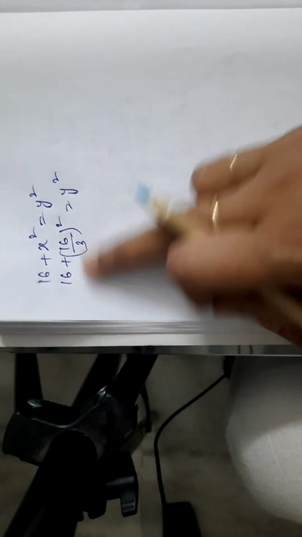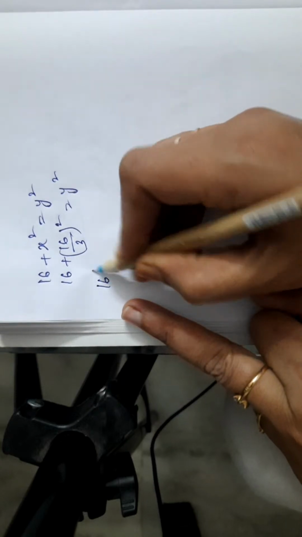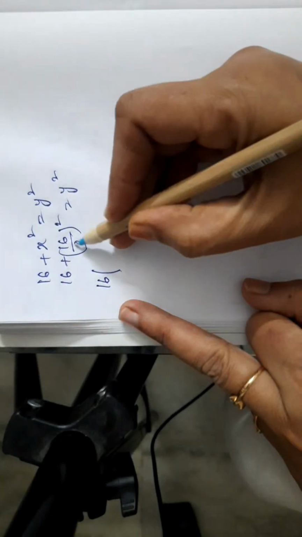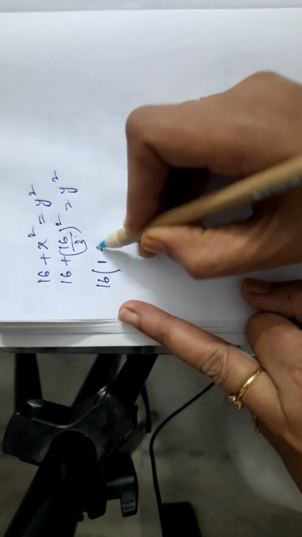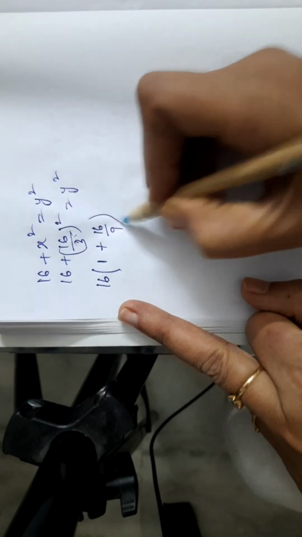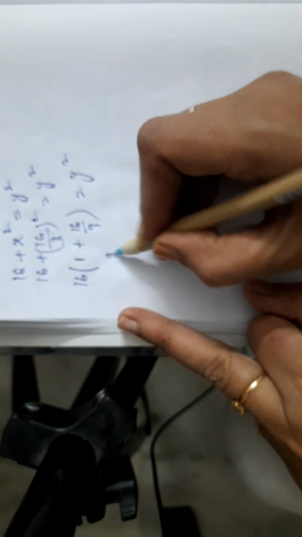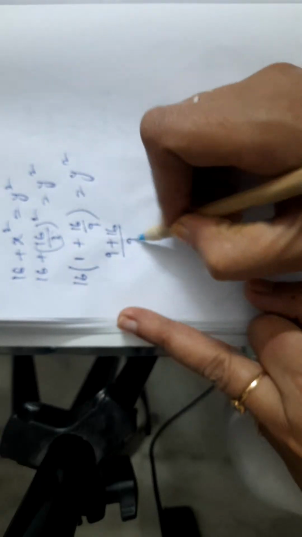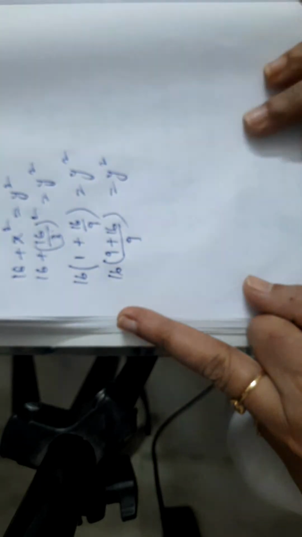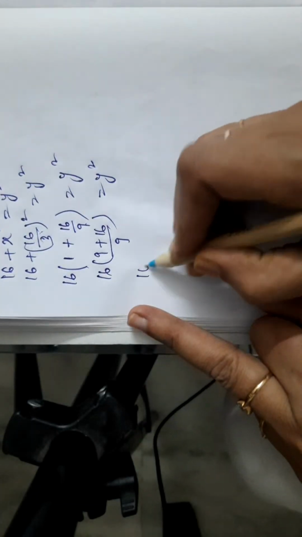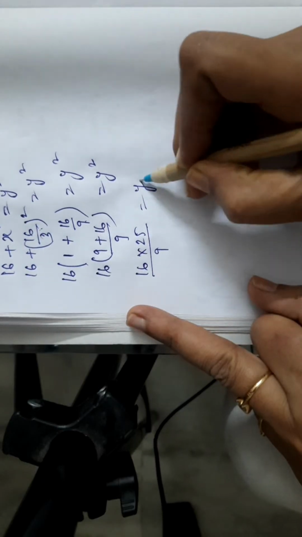So let's have once again a simple calculation. We can take 16 common. 3 square is 9. So here we are left with 16 times 1 plus 1 by 9 is equal to y square. Now getting LCM, 9 ones are 9 plus 16 divided by 9 multiplied by 16 is equal to y square. 16 into 9 plus 16, that is 25, whole divided by 9 is equal to y square.